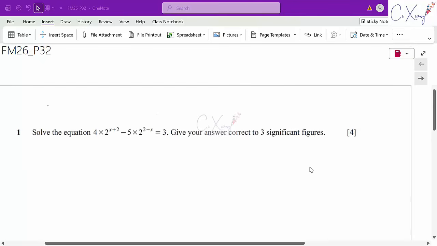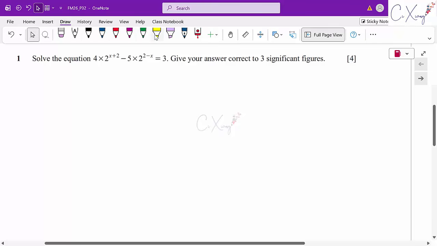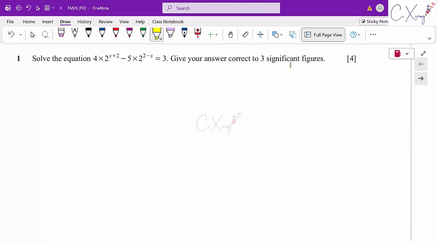Alright, so in this video, we are going to discuss the February-March 2026 paper 3-2. Let's have a look at question number 1. Okay, so we are required to solve this equation and then give our answer to 3 significant figures.